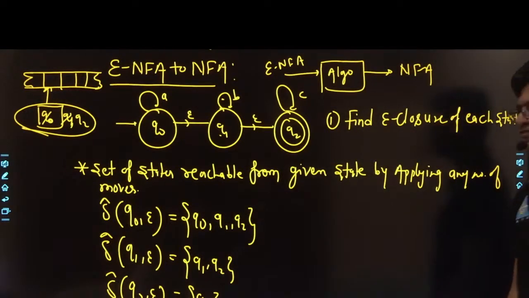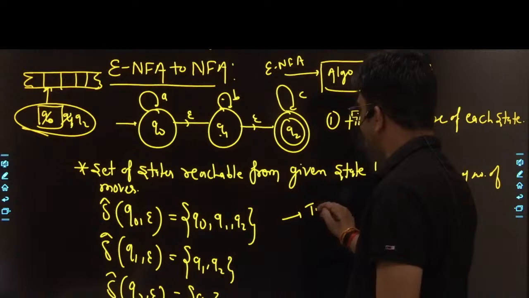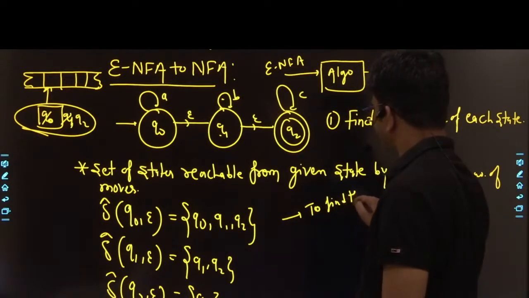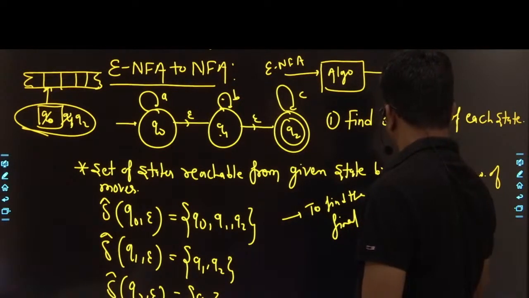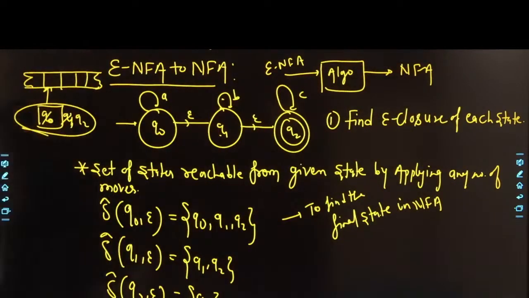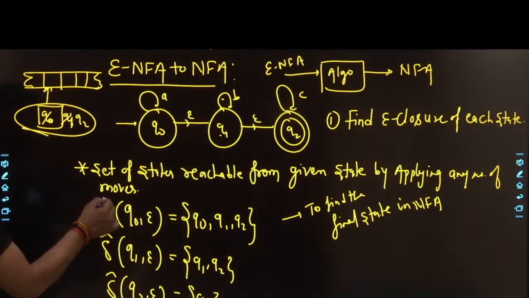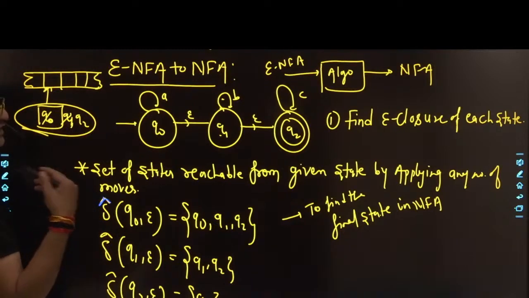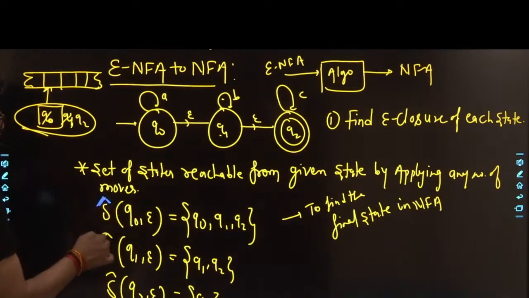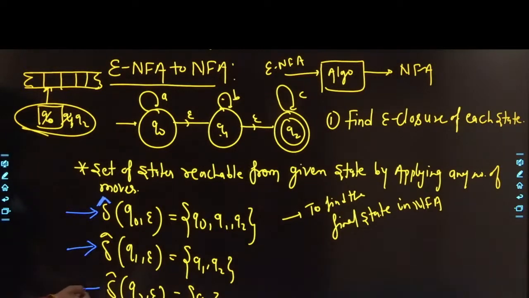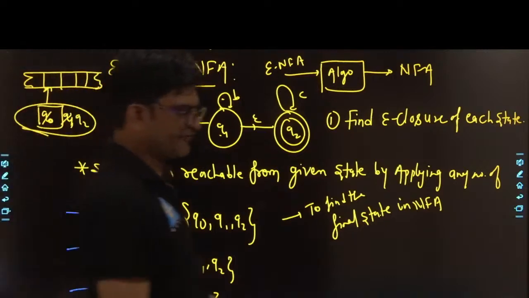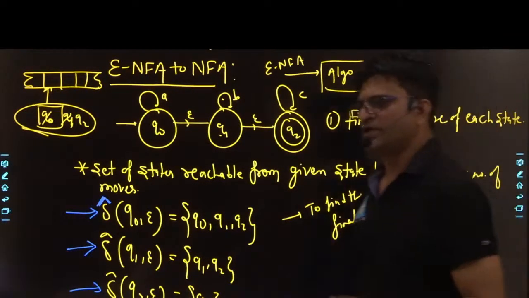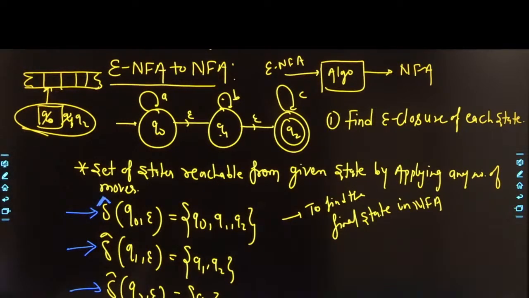Sir, why do we have to find the epsilon closure? To find the final states in the NFA. Which states are final when we convert epsilon NFA to NFA? Those states whose epsilon closure contains the final state Q2 are final states in the equivalent NFA without epsilon moves. So Q0 is also final, Q1 is also final, Q2 is also final. Or we can say, when we read epsilon and can enter into the final state, that state becomes a final state in the equivalent NFA.